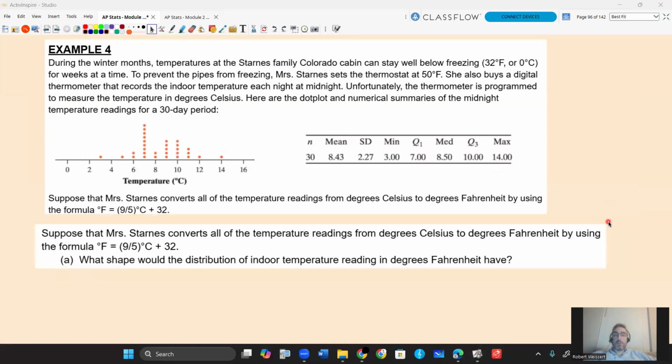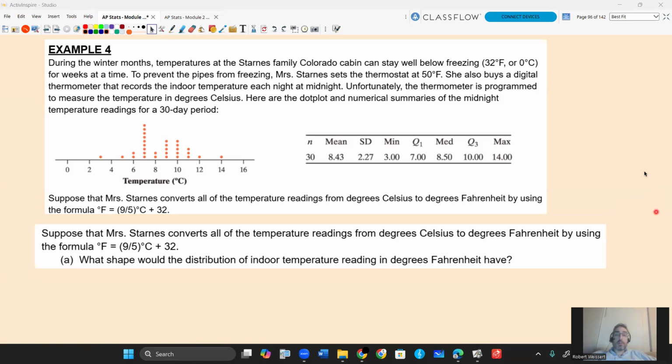During winter months, temperatures at the Starnes family Colorado cabin can stay well below freezing, 32 degrees Fahrenheit or 0 degrees Celsius, for weeks at a time. To prevent the pipes from freezing, Mrs. Starnes sets the thermostat at 50 degrees Fahrenheit. She also buys a digital thermometer that records the indoor temperature each night at midnight. Unfortunately, the thermometer is programmed to measure the temperature in degrees Celsius.